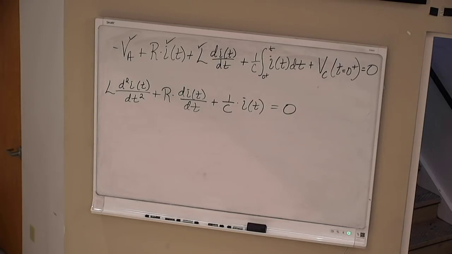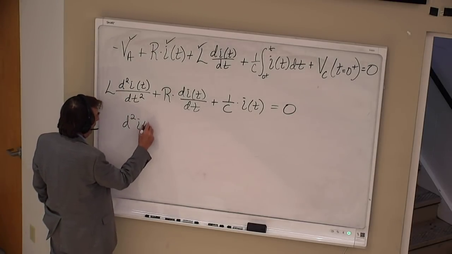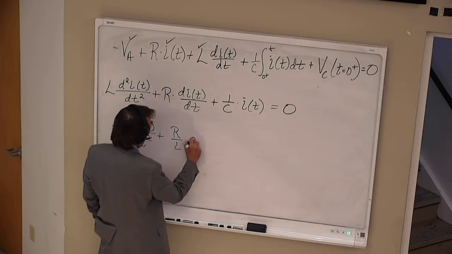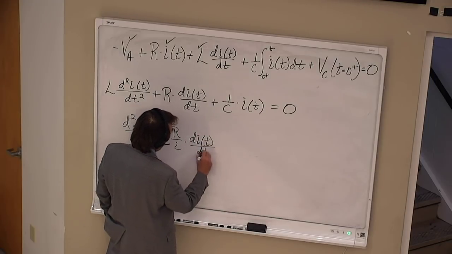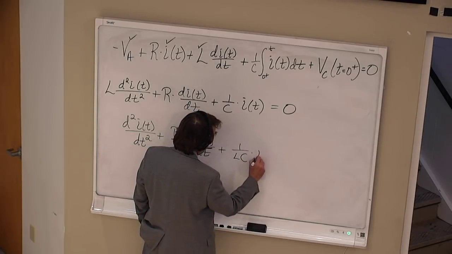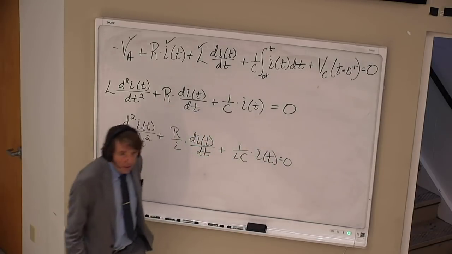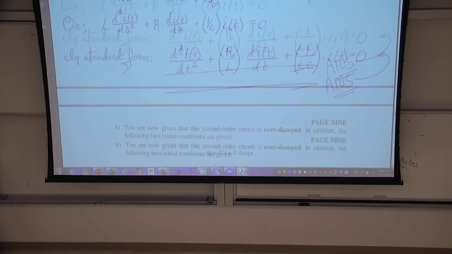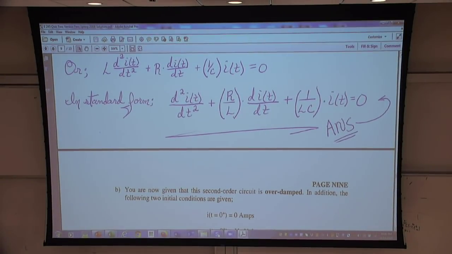So, we're almost there. Is this standard form? Princeton would say no. We got to divide by L. So we divide by L. Second derivative, d squared I of t over dt squared, plus R over L times dI/dt, plus 1 over LC times I of t equals 0. That should now be the answer. Running back over here to the screen, all of this is worked out. This is the second derivative, plus R over L, dI/dt, plus 1 over LC, I of t equals 0. How do we do?